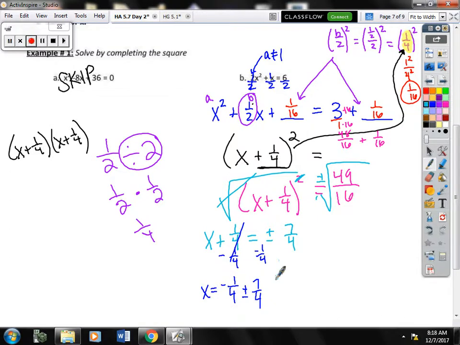So we would actually do negative 1/4 plus 7/4 and negative 1/4 minus 7/4. And you could do this in your head, just adding and subtracting. Negative 1 plus 7 is 6/4, which is 3/2 or 1.5. And negative 1 minus 7, excuse me, is negative 8, which is negative 2.